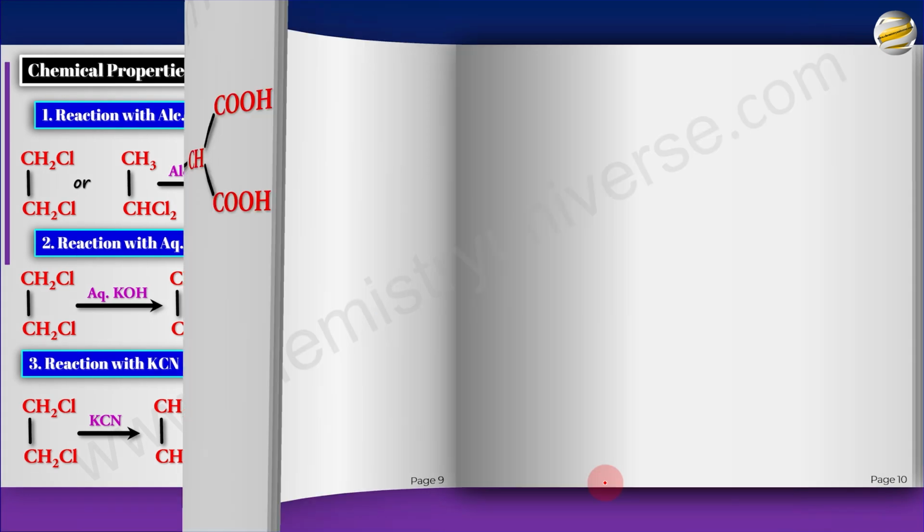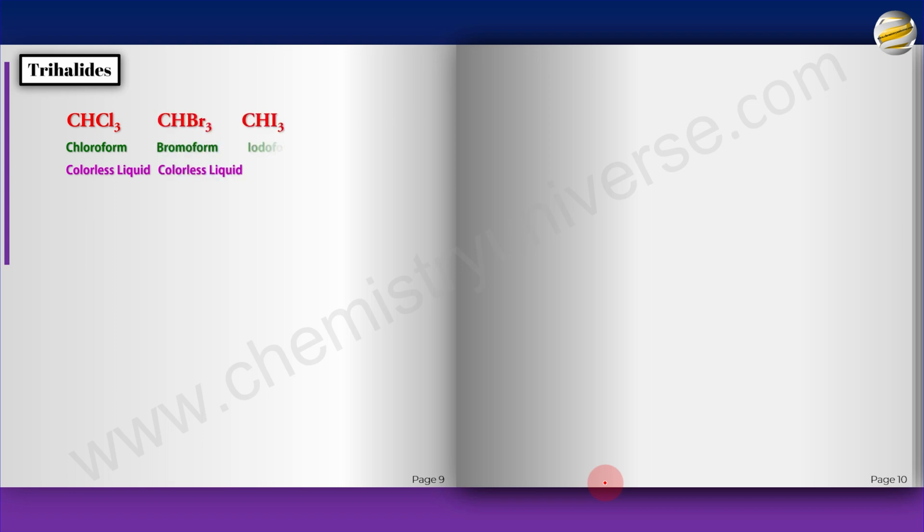Now let's look at the next one, trihalides. Trihalides include CHCl3, which is chloroform, a colorless liquid. You have bromoform, which is also a colorless liquid. Then you have iodoform, which is a yellow colored crystalline solid. We are interested in chloroform basically.